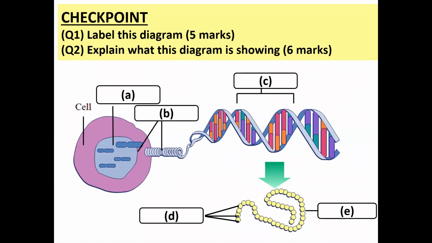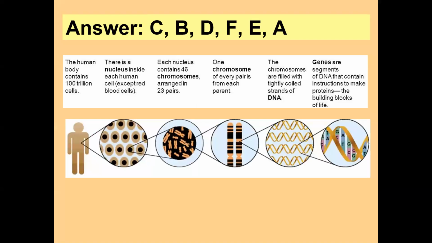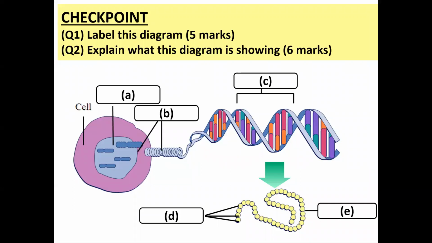This is another exam question that I've edited here. This is where you're asked to label the diagram, and again, explain what this diagram is showing. Now, this is a very similar question to this one. So how would you label that diagram for 5 marks? What would you give A, B, C, D, and E? How would you explain that diagram for 6 marks? Try and have a go yourself. Pause the video and give yourself ample time to try and answer those 2 questions.